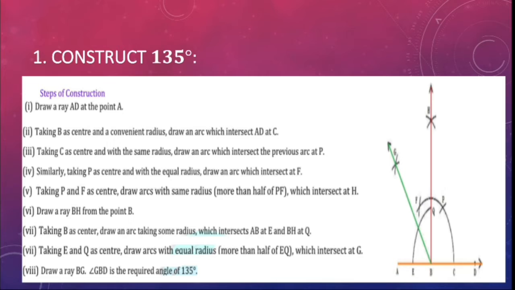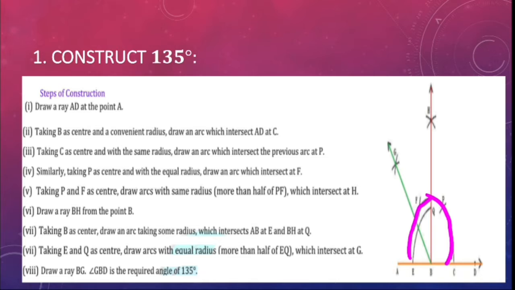As you can see here, 8 steps are given to draw 135 degree by compass. Okay, first of all you have to draw a 90 degree with the help of compass. As you can see in this figure, HBD is 90 degree. Then you have to bisect this portion.